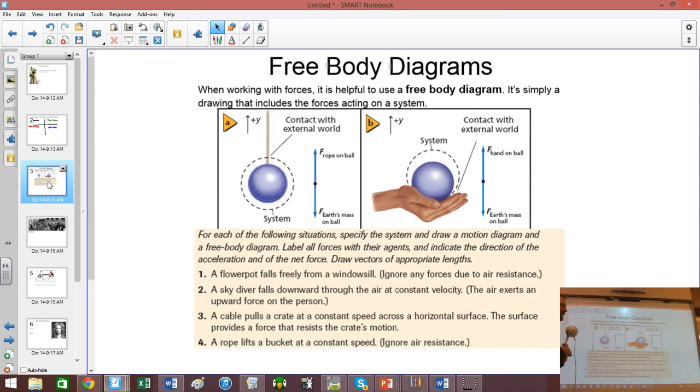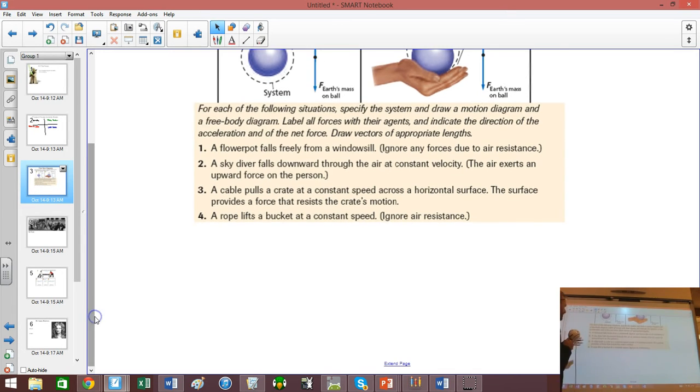The first thing that we're going to have to know how to do when we deal with forces is draw pictures. We do what are called free body diagrams. A free body diagram is drawing a picture and labeling the forces on that picture. And we always label forces with an arrow. So I'm going to do 4 examples here. It says draw a free body diagram for each of these 4 scenarios.